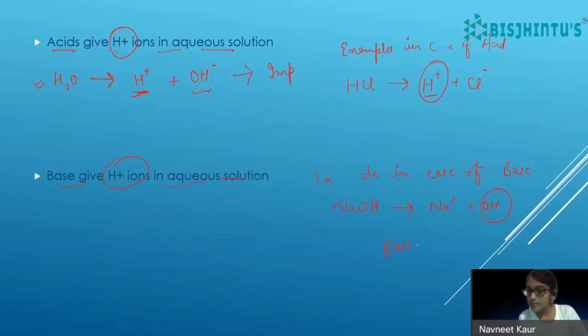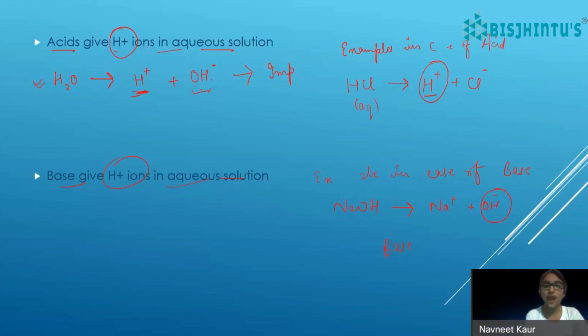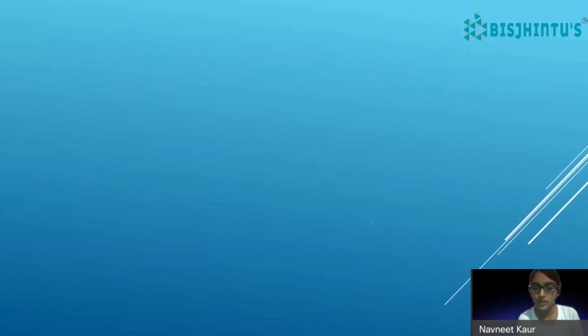This is our base. One more thing you can mention here if you want to, that the HCl here is in aqueous state. Right, the HCl is in aqueous state. Why is it in aqueous state? Why are we taking it in aqueous state? Because what we have just read is that acid gives H positive ion in aqueous solution. Right, so this acid should be in aqueous solution, only then it will release H positive ion, and this base should also be in aqueous medium.